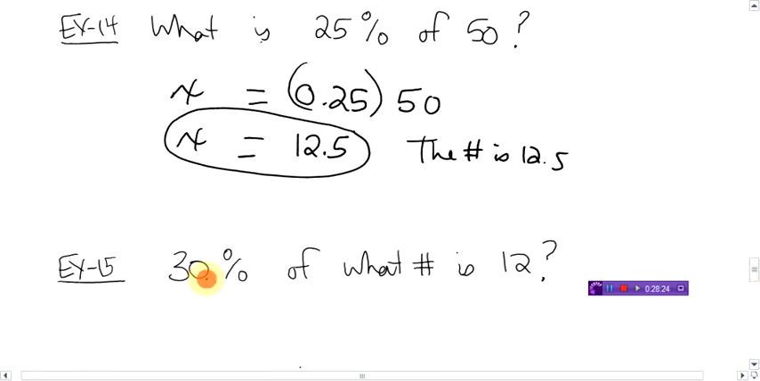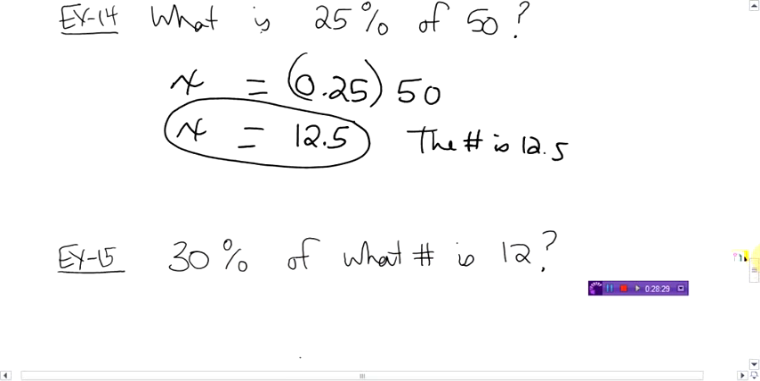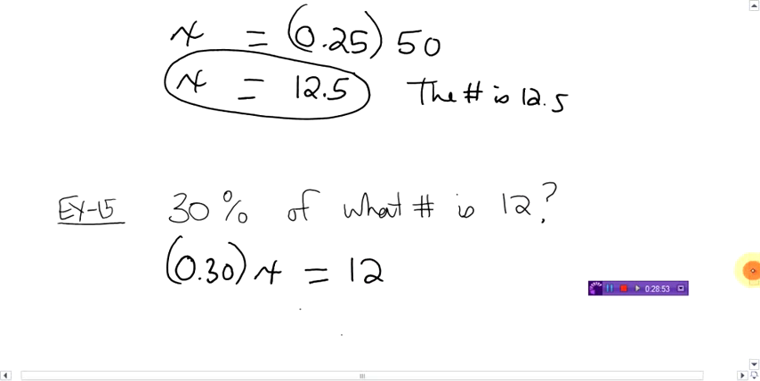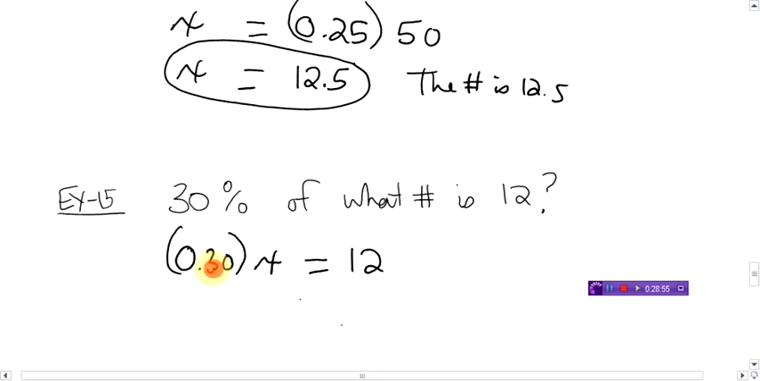How about this? 30% of what number is 12? So the is over here. 30% of, which means multiply, what number? 30%, remember we convert all percents to decimals, 0.30. Of means multiply. What number? What number means we don't know. Let's call it X. Is 12. So now we have this: 0.3 times X equals 12.